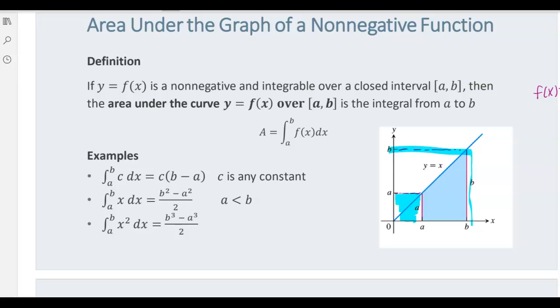The third example is a general formula that we can use if we're integrating x squared. And the proof for that can also be done pretty easily using Riemann sums, similar to the proof that I showed for the integral of x.